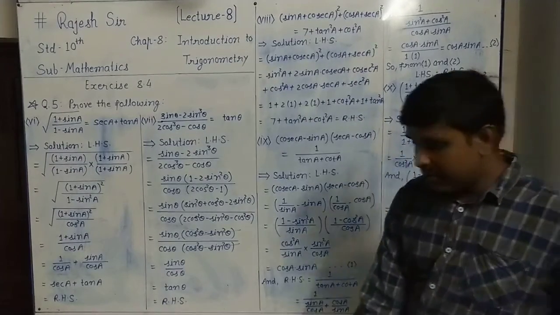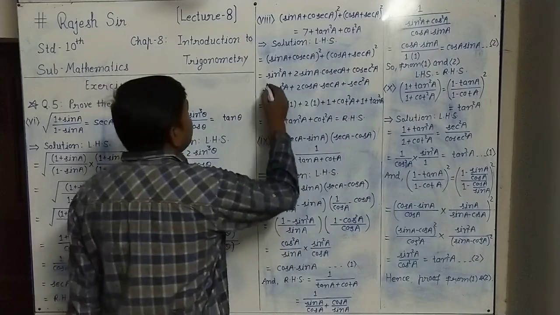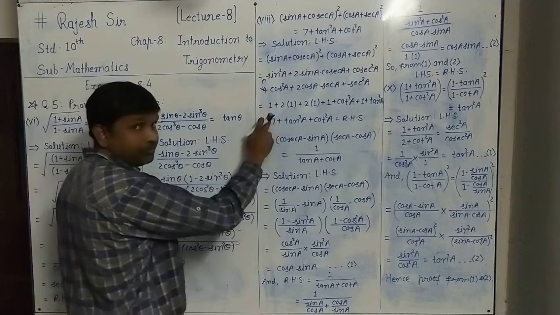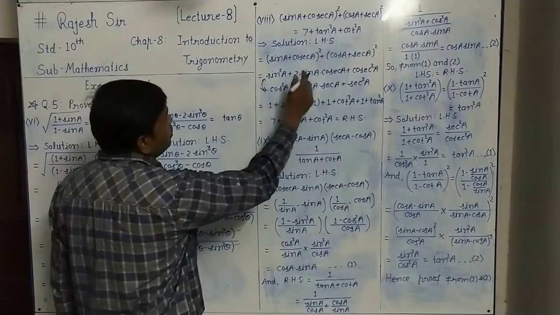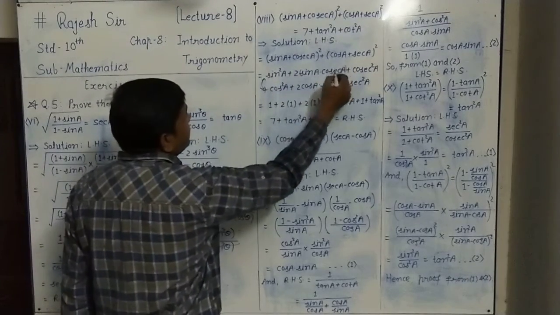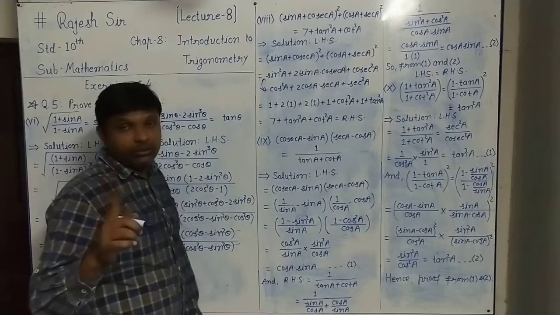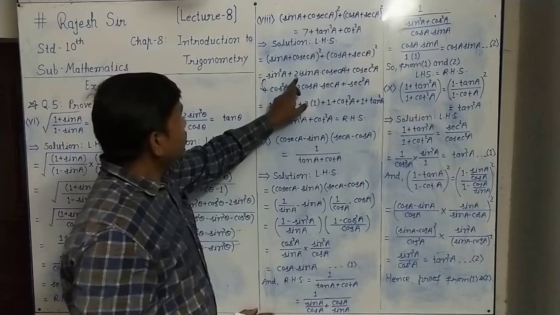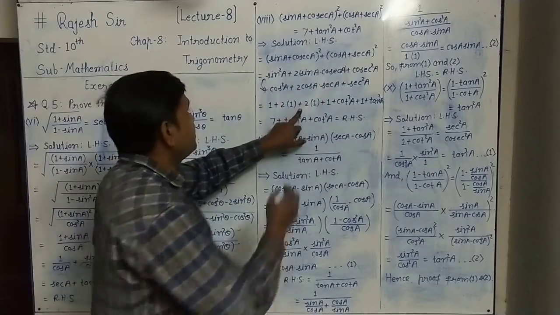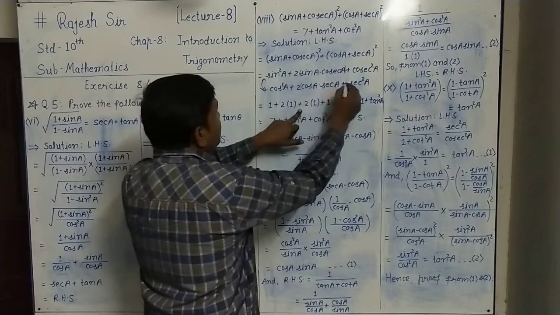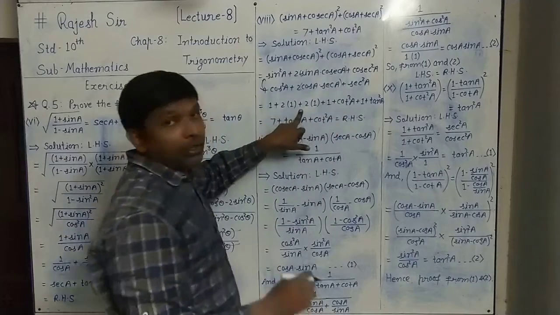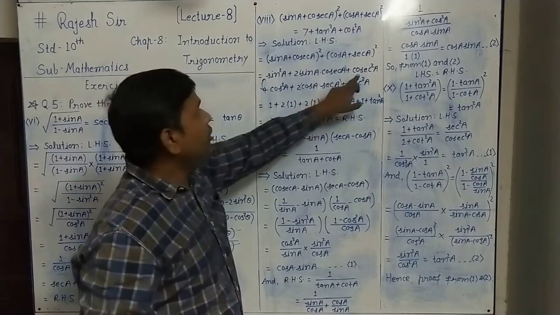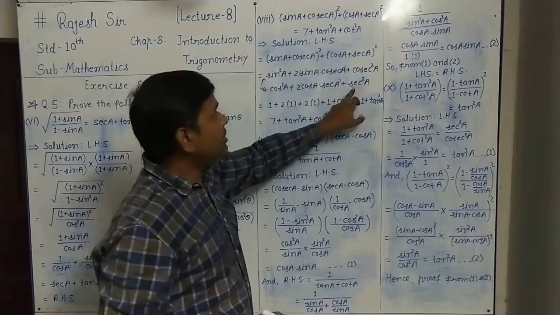Now here we take these two terms together. Sin square a plus cos square a gives 1, plus 2 into sin a into cosec a. Sin a into cosec a gives 1. This is the idea we have: sin theta into cosec theta is 1. So 2 into 1, plus here also 2 into cos a into sec a. Cos a into sec a is also 1, so that is 2 into 1. What we have remaining: cosec square a plus sec square a.